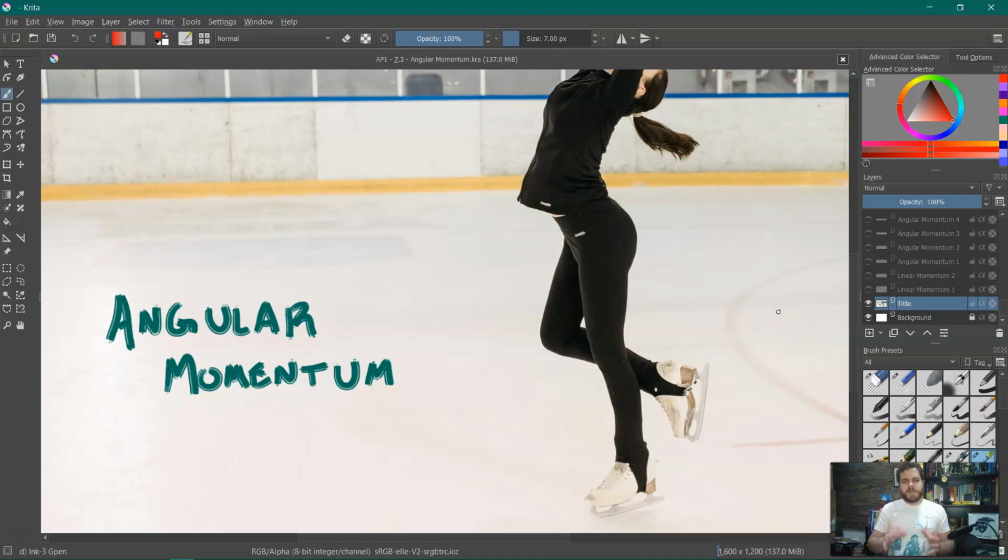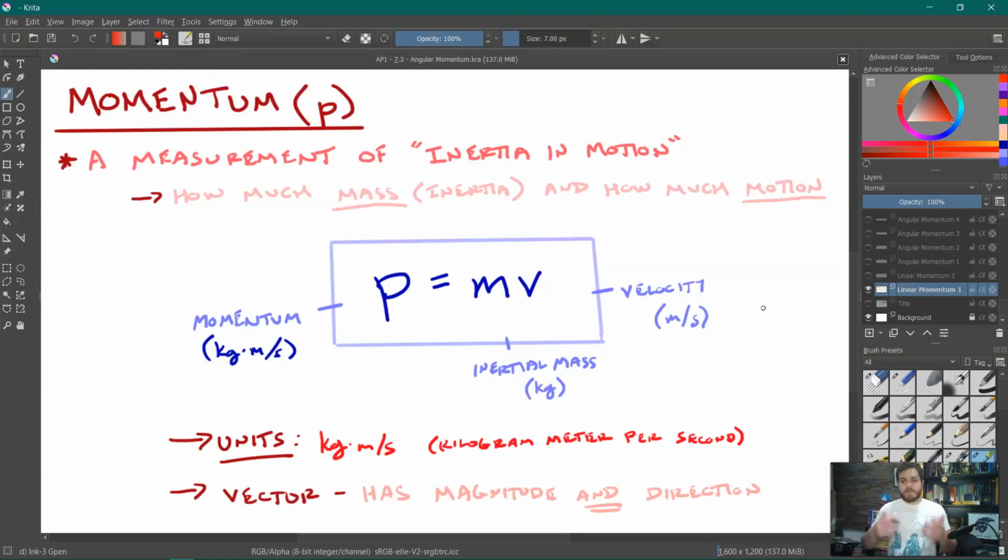Now, the first part of this video is going to be a lot of review because we're going to find out that angular momentum in a lot of ways behaves much like linear momentum, but there are some very key differences that we have to note as well. Well, let's start with what was momentum.